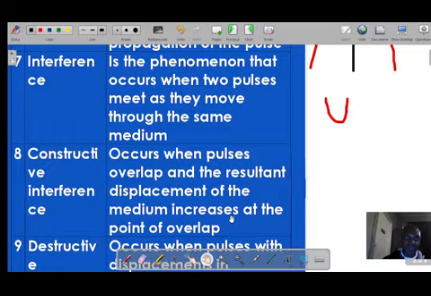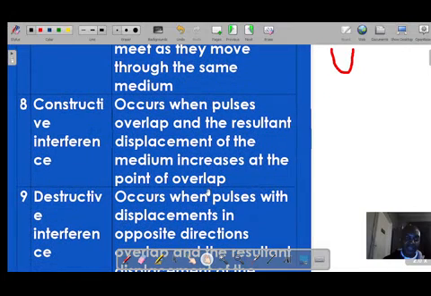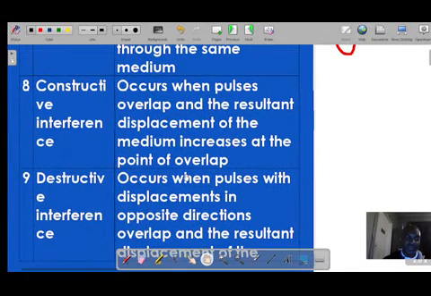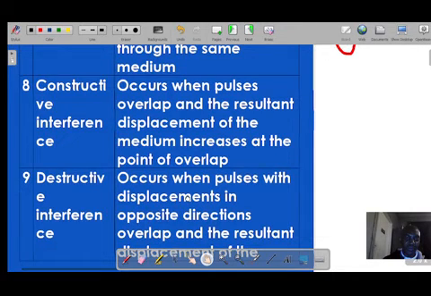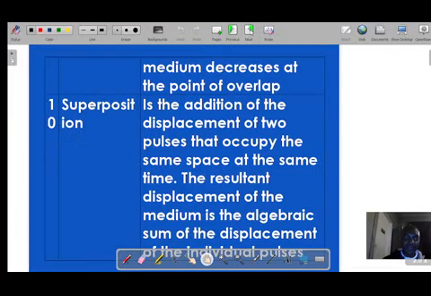Now we have got types of interference, what we call constructive interference and destructive interference. Constructive interference occurs when the pulses overlap and the resultant displacement of the medium increases at the point of overlap. And destructive interference occurs when pulses with displacements in opposite directions overlap and the resultant displacement of the medium decreases at the point of overlap.